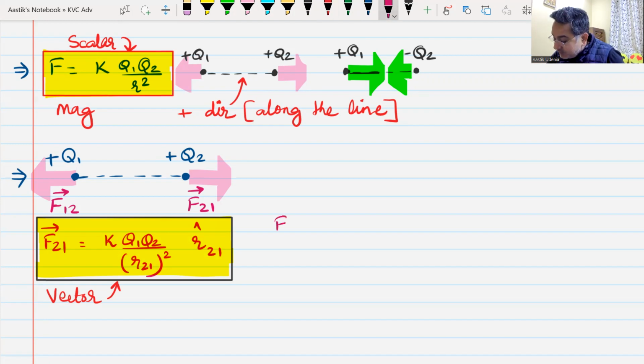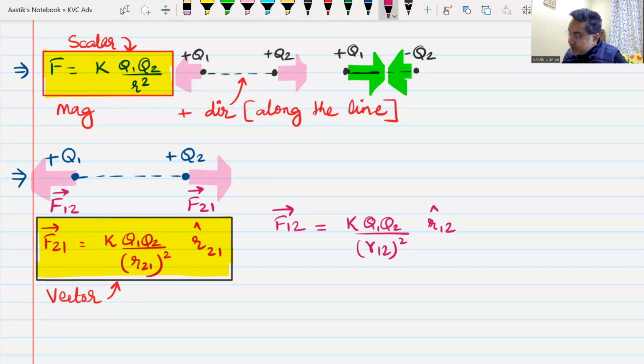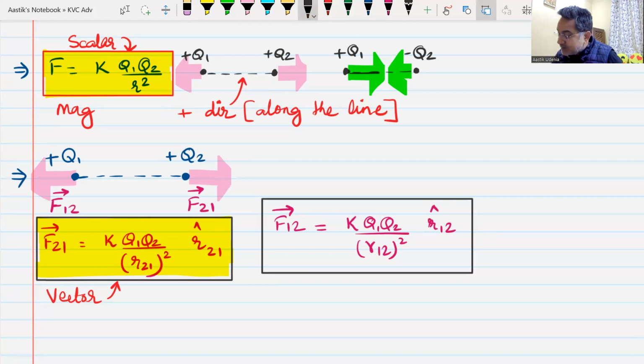Similarly, I can write the F12 vector. Can you tell me how will F12 vector be written? k times q1 q2 by r12, oh sorry, divided by r12 squared multiplied by r12 unit vector. Do we understand this? Yes, sir. Now instead of writing r12 unit vector, you can write r vector divided by the magnitude of r12 vector. So instead of square in the denominator, you will have cube in the denominator. Do we understand this? Yes.